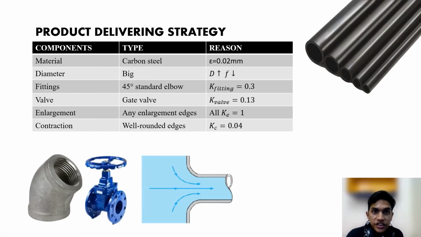In product delivering strategy, some components must be considered to be used based on the two laws. First, carbon steel has been chosen as the material of the pipe because it has low surface roughness. Big diameter pipe is chosen because it will reduce friction factor. 45-degree standard elbow and gate valve have been chosen as fittings and valves because these two have the small relative K constant. For sudden enlargement, any edge characteristic will not affect the system. Lastly, for the sudden contraction, well-rounded edges have been chosen because they have the lowest loss coefficient in contraction.